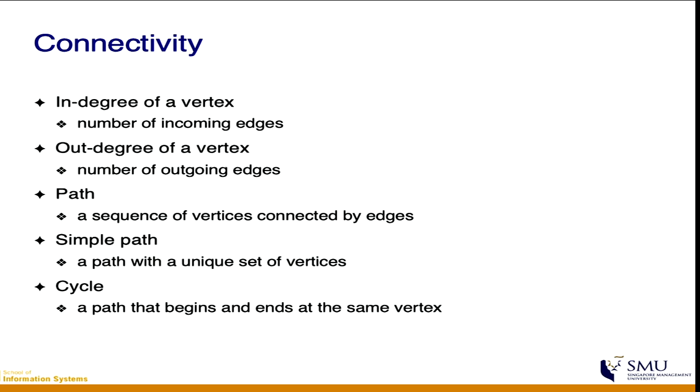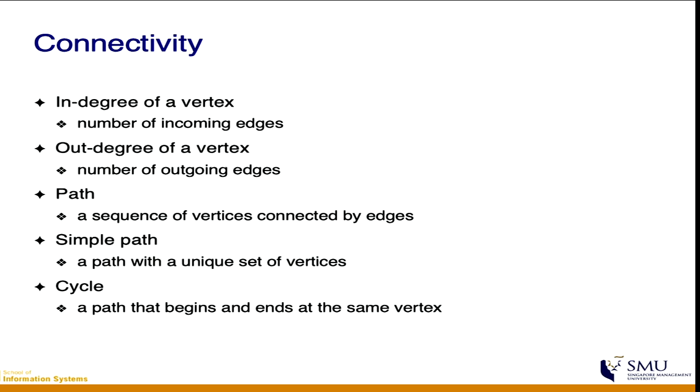Now then we talk about a path. A path is a sequence of vertices that are connected by edges. So for example, A, C, D, F, that is a path. A connects to C, C to D, D to F. And they are a sequence. So in this case, we call it a path that starts from A and ends at F.